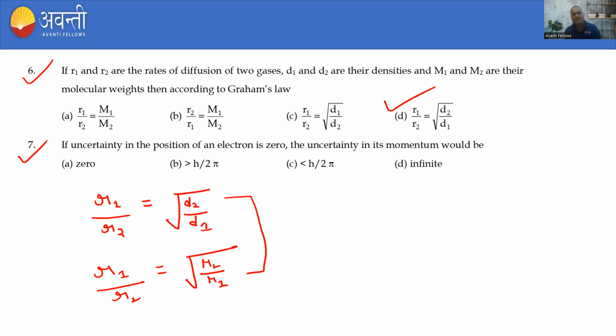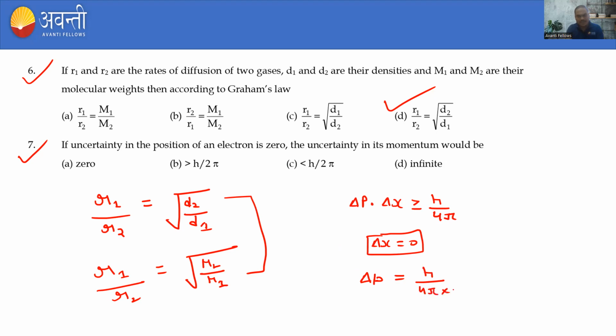Right? If uncertainty in the position of an element is zero, the uncertainty in its momentum would be. So we all know this from the Heisenberg uncertainty principle, from the structure of atom chapter. We know that delta P into delta X is greater than or equal to h upon 4 pi. Now, if delta X, the uncertainty in the position, is equal to 0, then delta P is equal to h upon 4 pi divided by 0.